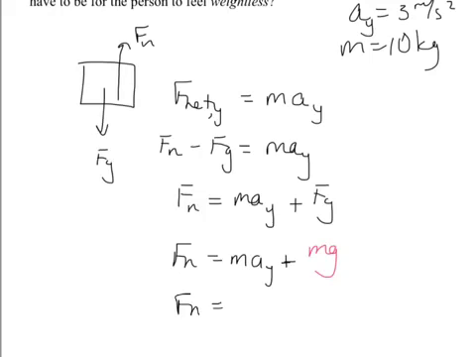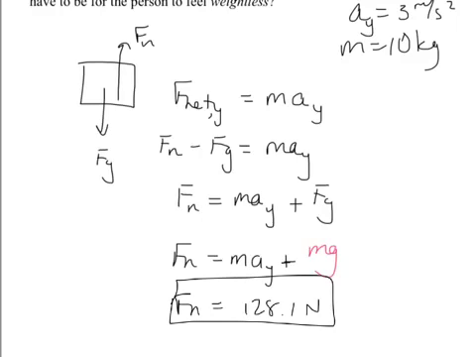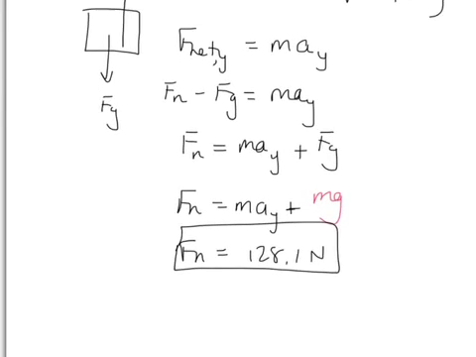So the normal weight of this person would be 10, the mass, times 9.81, or 98 newtons. But this turns out to be 128.1 newtons. Okay, that's what the scale reads. Well, the question then becomes, when would you feel weightless? Well, remember, the normal force is the measurement of your weight. So we're saying, when is this quantity going to be 0?